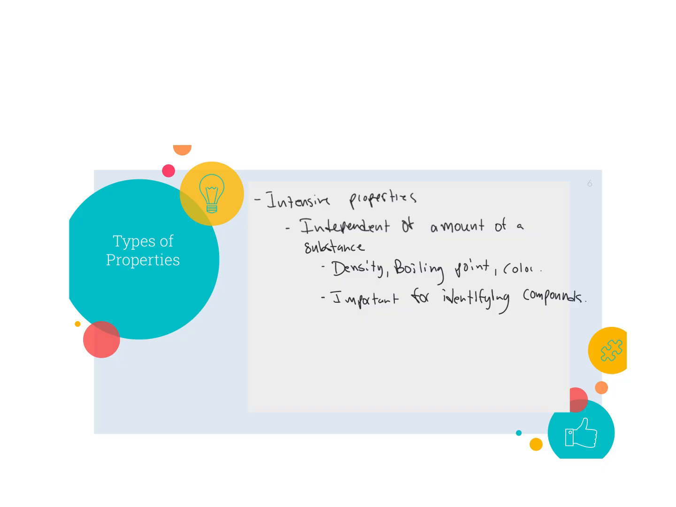The other property that we're going to talk about are extensive properties. If intensive is independent of the amount of a substance, extensive are dependent on the amount of your substance. So for example, things like mass, volume, or even energy. All of these will depend on how much of a particular substance you have.